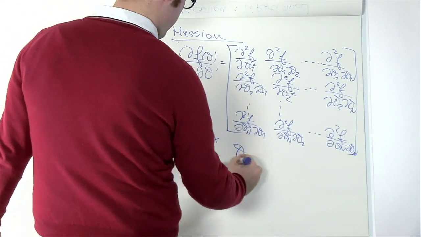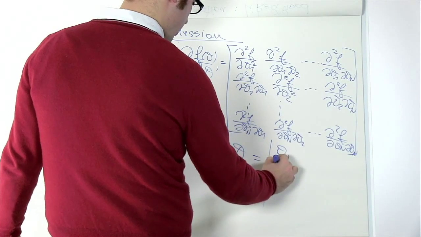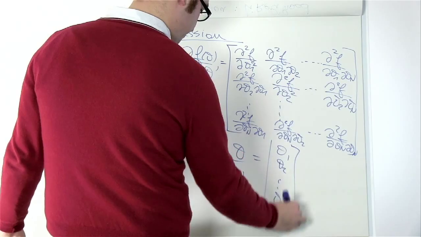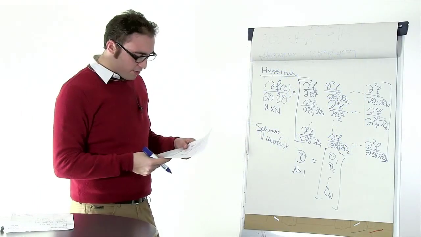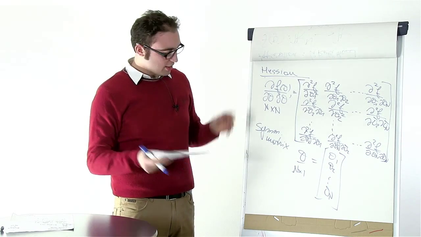Now, theta also in this case is an n by 1 vector, that is theta 1, theta 2, theta n. Okay.